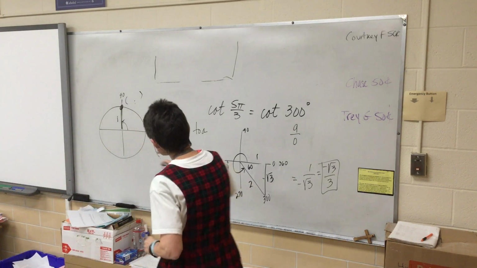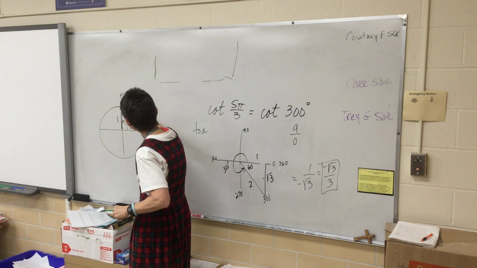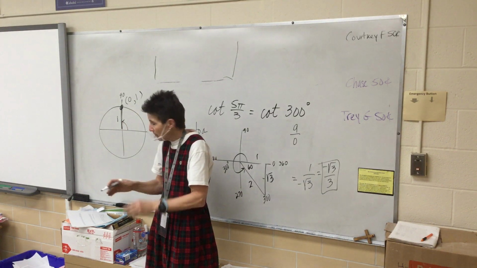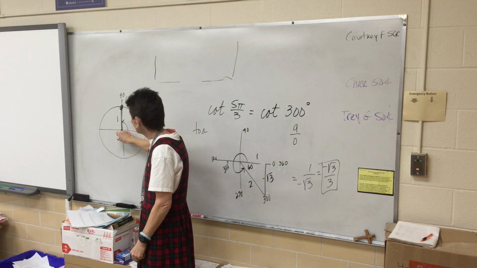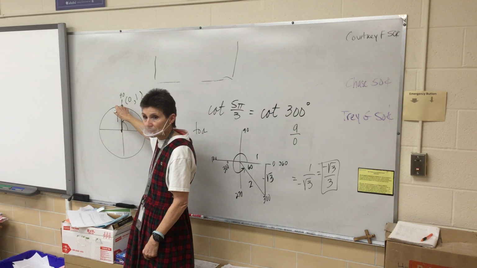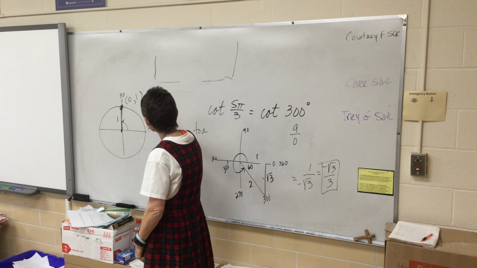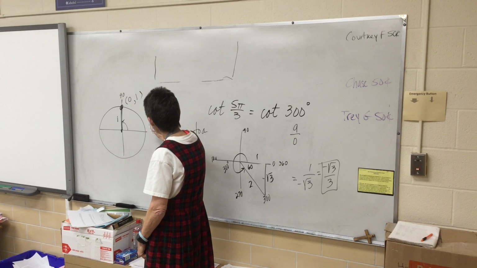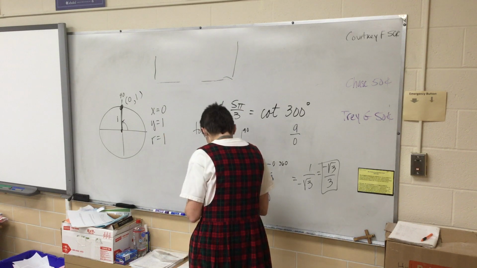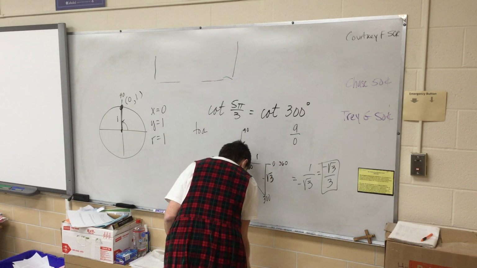If the radius is 1, then this is the point 0, 1. Think about a piece of graph paper. This is the origin. You're going up 1, 0, 1. So x is 0, y is 1, and r is 1. That's what we know for sure.